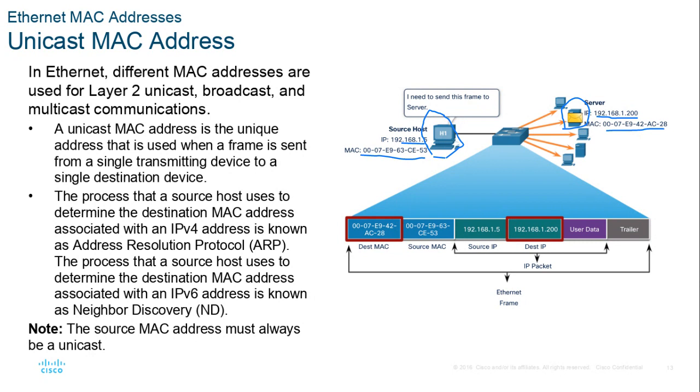So IP version 4 uses Address Resolution Protocol, and IP version 6 uses a similar protocol known as neighbor discovery. The source MAC address is always a unicast.